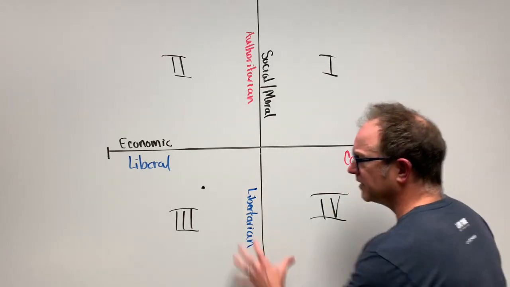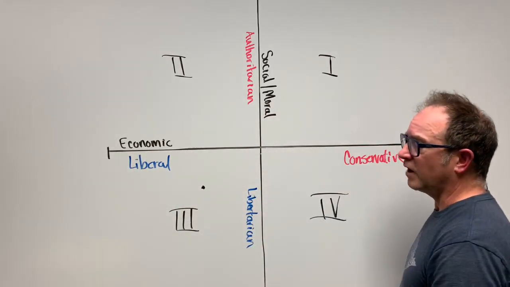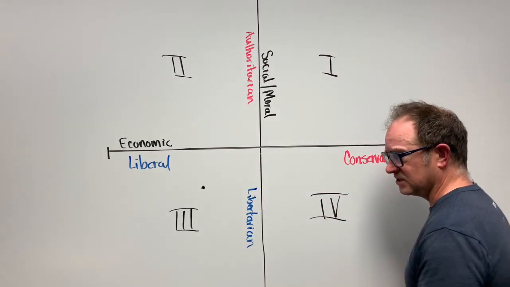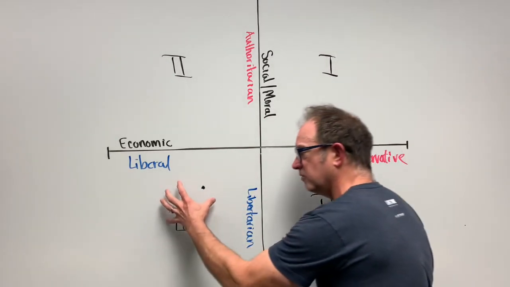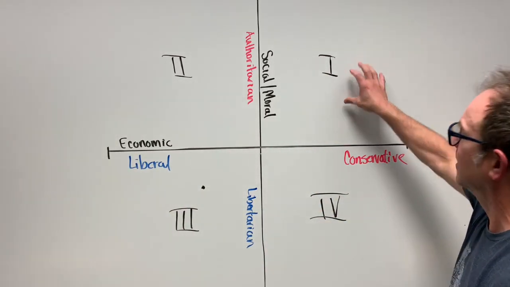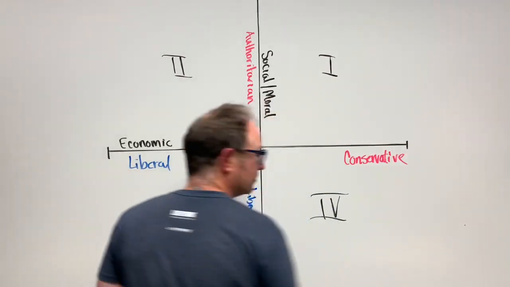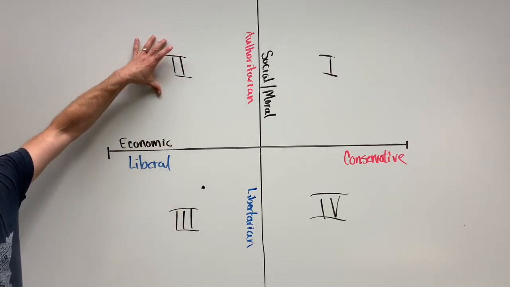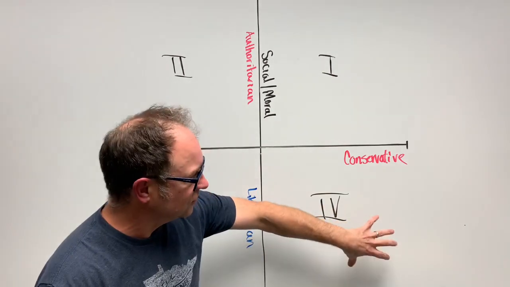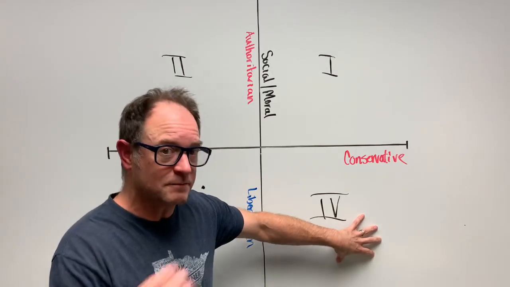So anybody who's in quadrant 3, they are left of the y-axis, so they're liberal, but they are below the x-axis, so they're libertarian. So the people here we would call liberal libertarians. People in quadrant 1 are going to be conservative authoritarians. People in quadrant 2 we would call liberal authoritarians. And people in quadrant 4 would be conservative libertarians. It allows me to describe both their social and economic beliefs.